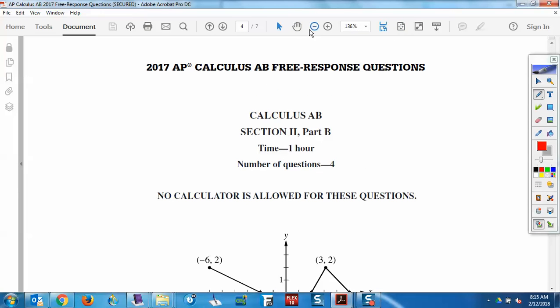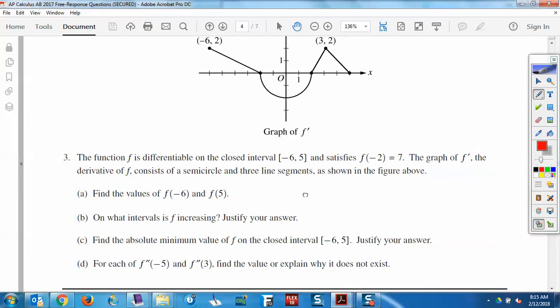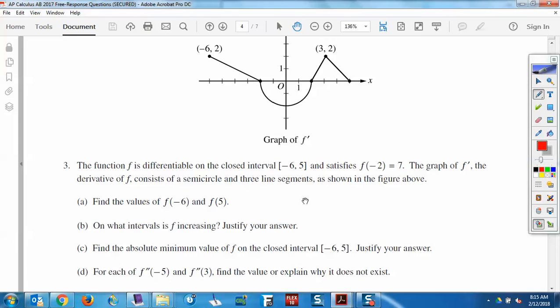Okay, now, this is not that problem. This is from the 2017 test right here. This is from last year's AP test. Now, look what they give you. They give you an F prime graph. It's got lines and half circles. I mean, stuff we did right back at the beginning of the year, right?